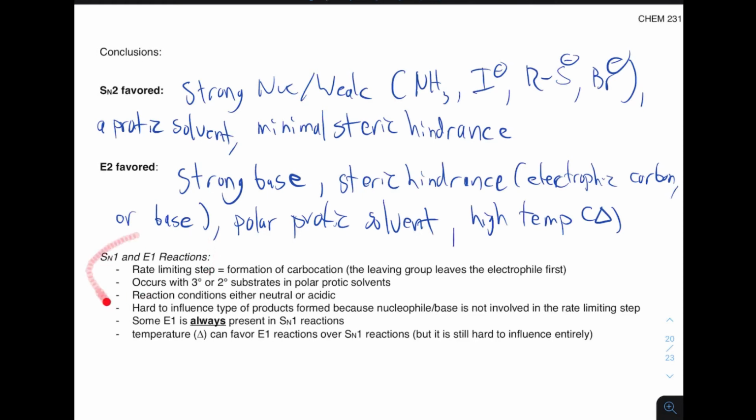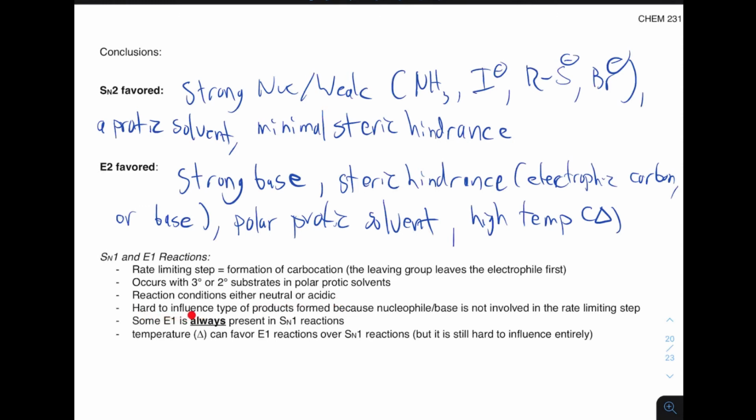For SN1 and E1 reactions, because the rate-limiting step is the formation of the carbocation, the nucleophile doesn't really play any role, or rather it can't, because this first step to make the carbocation is just so fast. And so SN1 and E1 reactions will occur mostly with tertiary or primary substrates in polar protic solvents. And the reaction conditions will be either neutral or acidic.